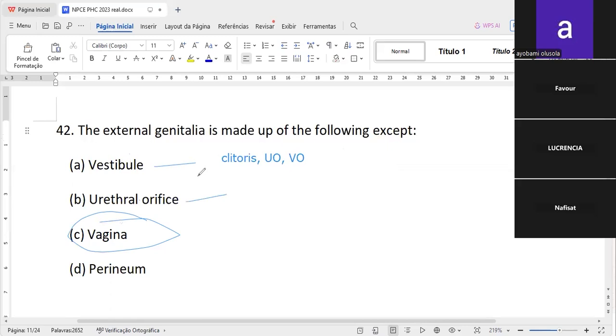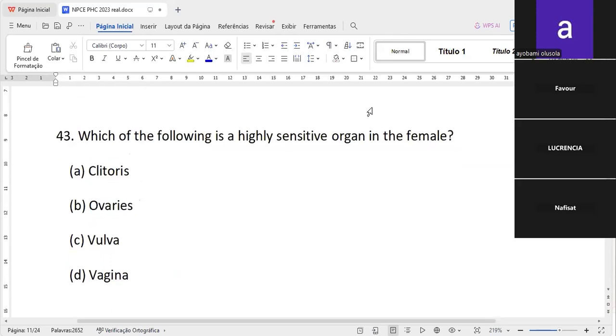This one is straightforward. Then perineum. The perineum is the space between the vaginal opening and the anus. So the space between the vaginal opening and the anus is called the perineum. All right, I hope you got that. Which of the following is a highly sensitive organ in the female?